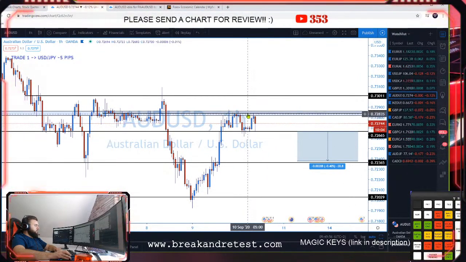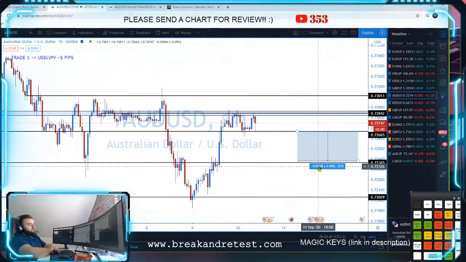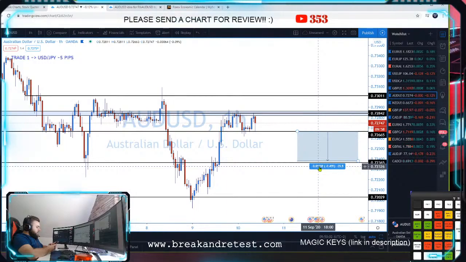If this would go bullish and close above, that would be a very strong confirmation, but it doesn't seem like we're gonna have that.